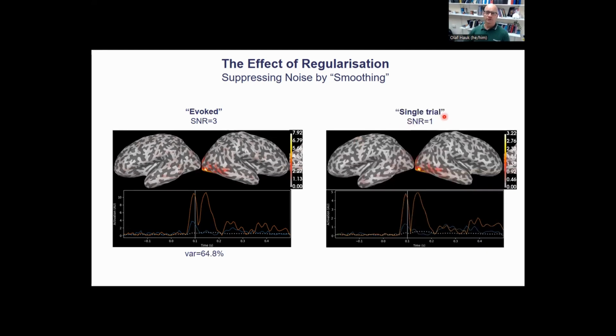If we now look at the signal-to-noise ratio of 1, recommended for single trial or resting state analysis, I can hardly see a difference here. It looks a bit smoother. If you are looking at some of the individual peaks, I don't know how well you can see this, yes, it looks a little bit smoother. But apart from that, at least the topography here hasn't changed dramatically. But look at the scale. It's less than half now.